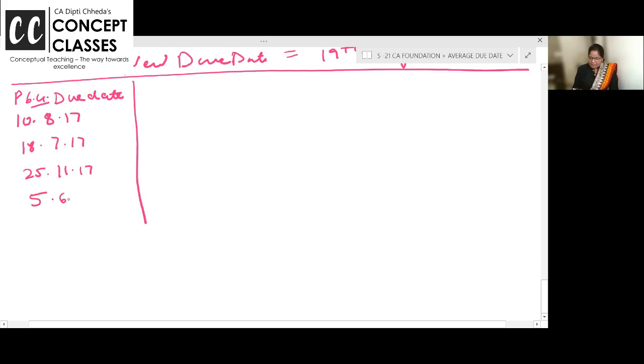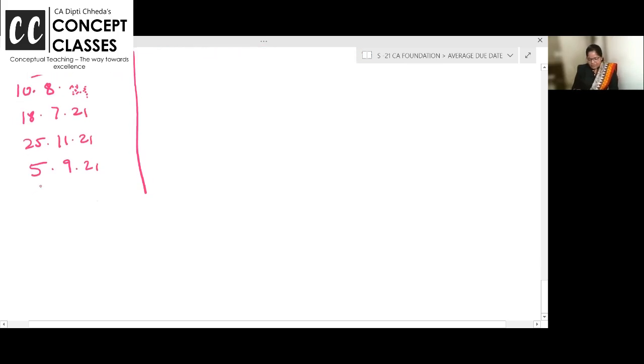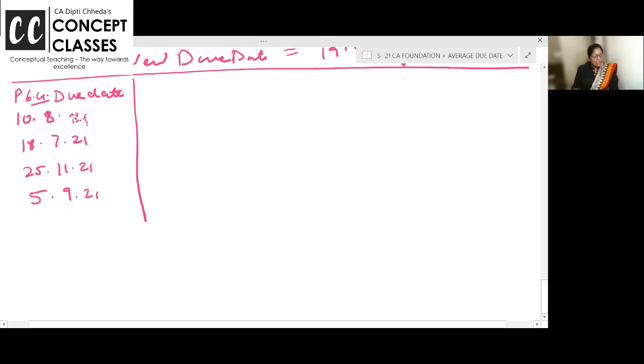5th June say 3 months. July, August, September. 3 days grace अगर रहते तो we would have taken 8 September. That's it. What are the amounts now? Amount: 4,000, 5,000. Easy or not this chapter? 3,000 and 6,000.